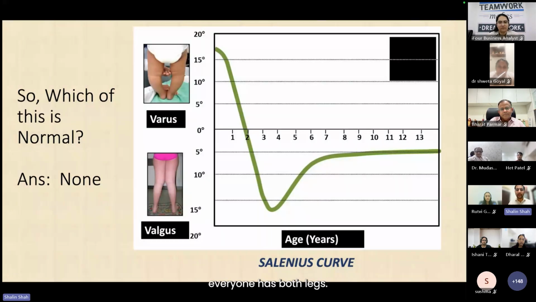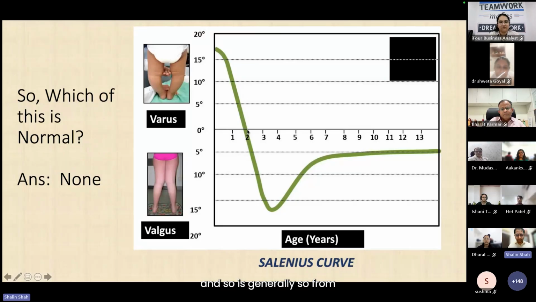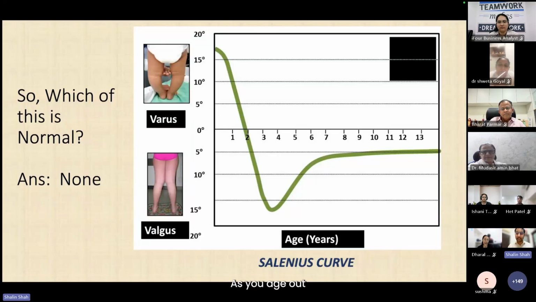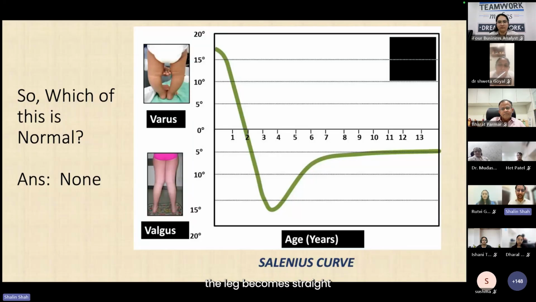So when we are born, everyone has bowed legs. So genu varum in the first 2 years of life is completely normal and physiological, does not need any treatment. And so is genu valgum. So from 0 to 2 years of age, you are born with genu varum, and then gradually that varus corrects as you age out. Around 2 years, the leg becomes straight, and then it goes outside. So it gradually becomes genu valgum. You get that valgum alignment, the peak of which is around 4 years of age, and then gradually it comes to the adult alignment, which is a little bit of 6 degree of mechanical axis or 6 degree of valgus.